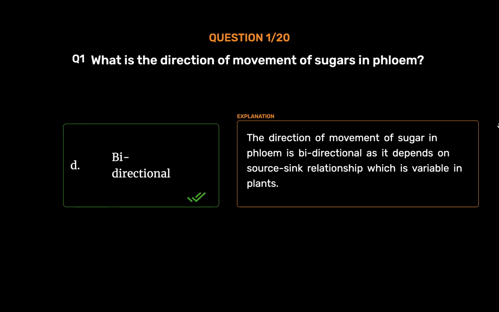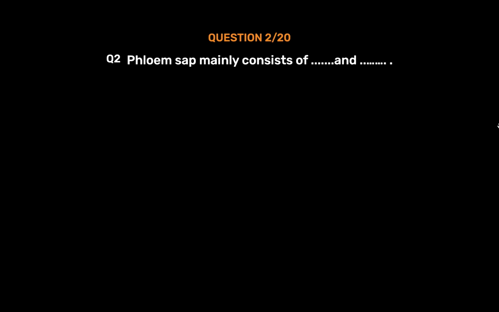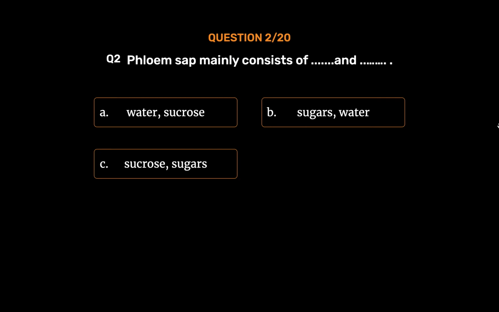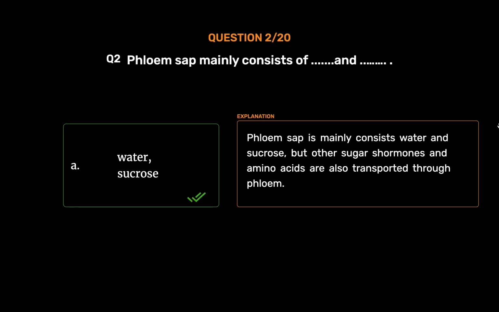The direction of movement of sugar in phloem is bidirectional as it depends on source-sink relationship, which is variable in plants. Question number 2. Phloem sap mainly consists of blank and blank. Option A, water, sucrose. Option B, sugars, water. Option C, sucrose, sugars. Option D, amino acids, sugars. The correct answer is Option A, water, sucrose. Phloem sap mainly consists of water and sucrose, but other sugars, hormones and amino acids are also transported through phloem.